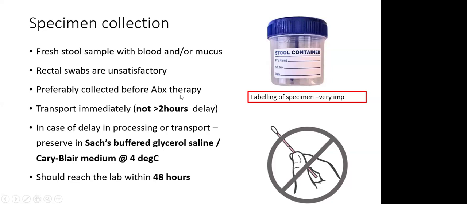Preferably, the sample should be collected before antibiotic therapy. While sending the sample, labeling of the specimen is very important, and it should be with a proper requisition form. The specimen should be transmitted immediately without delay, not more than 2 hours while transporting. In case of a delay, we must use a transport medium like Sach's buffered glycerol saline or Cary-Blair medium, or the sample should be kept at 4 degrees centigrade, that is, refrigerated. Even under refrigeration, it is better to reach the lab within 48 hours after collection.